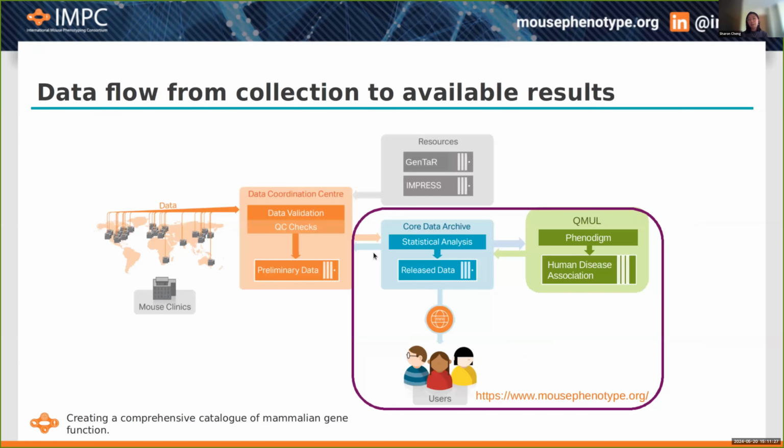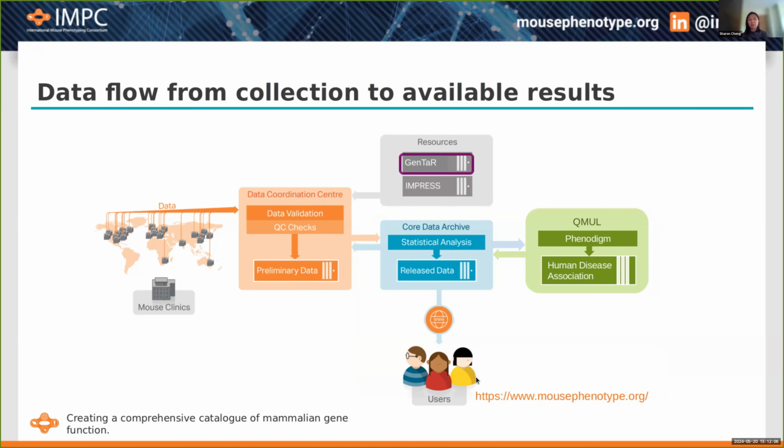After the QC check at the DCC, we export and move our QC confirmed dataset to the core data archive, which is short for CDA, where they do the statistical analysis. After the analysis, Queen Mary identify human disease association. At the end, the data will be released and available at the public portal for the user, where you could access the data through our website. We are doing data release regularly, as there will be new data coming in between releases.